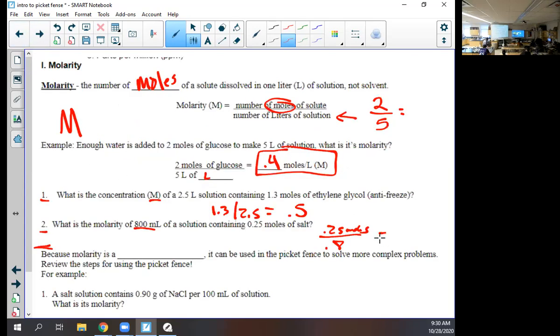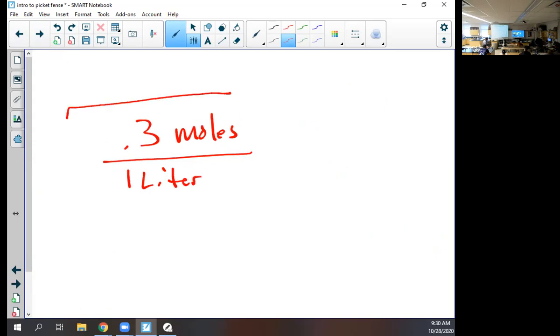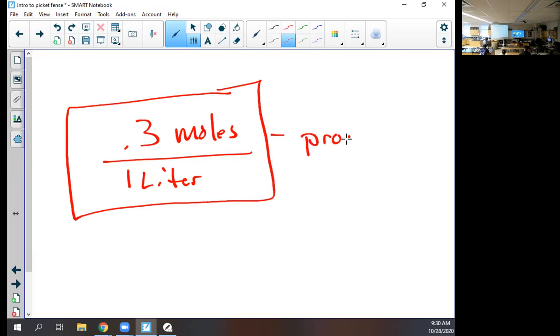0.25 over 0.8, I don't know, it's roughly 0.3. Oh, it is 0.3? And then I should put a capital M. Now, really, it's annoying. I like that it's a capital M because that's easy to write, but it's really 0.3 moles per liter. And it'd be a 1. This thing is a ratio or proportion.